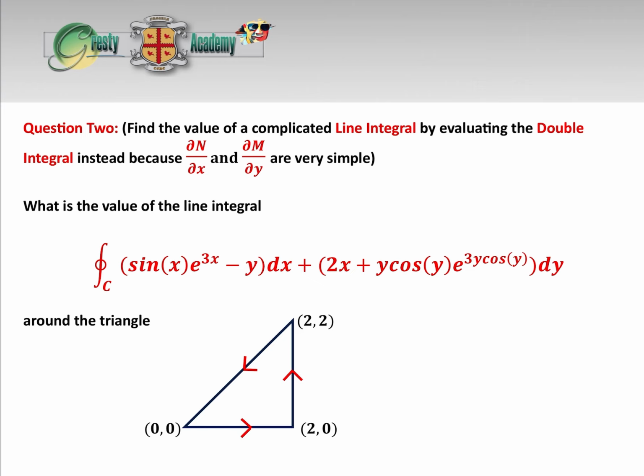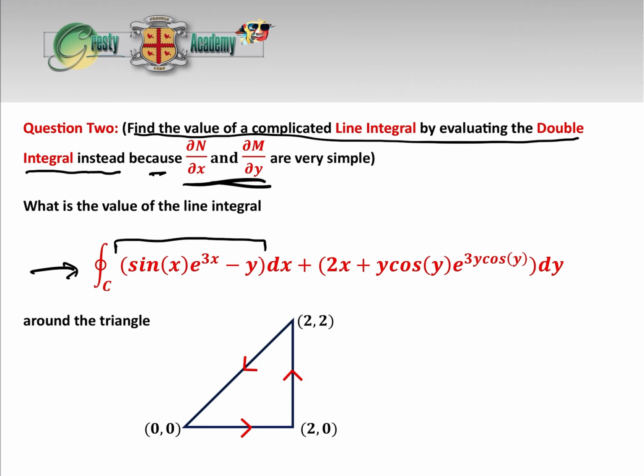Okay, so here's question number 2. Here we're finding the value of a complicated line integral by evaluating the double integral instead, because the partial derivative of M with respect to y and the partial derivative of N with respect to x are very simple. Here we have a line integral which is an absolute nightmare. I wouldn't even begin to know how to do that line integral.